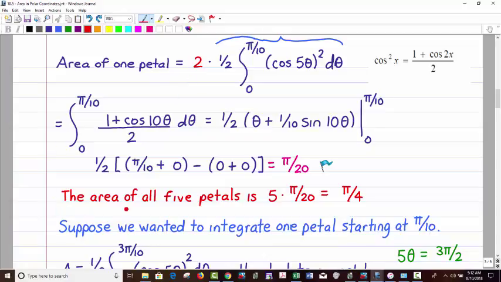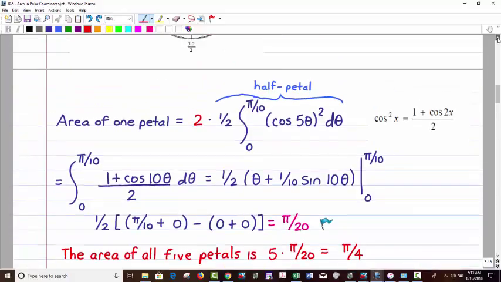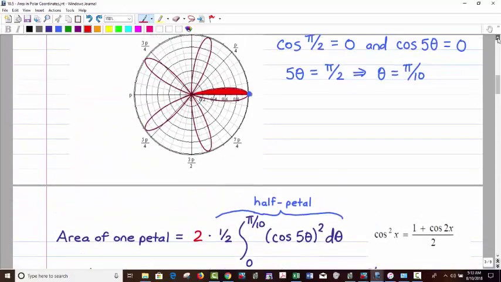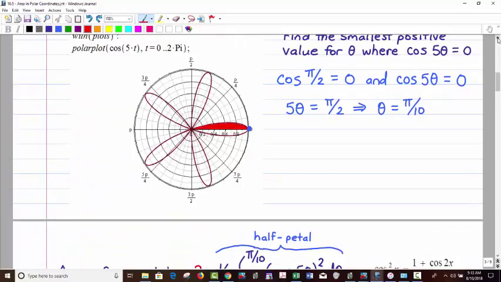And then just in case it would have asked for the total area of the shading, 5 times pi over 20 would have been pi over 4. So to come back up here, that's a circle with radius 1, so the entire area of that circle is pi. So one full petal is pi over 20. So the entire thing is pi over 4 with all of them.